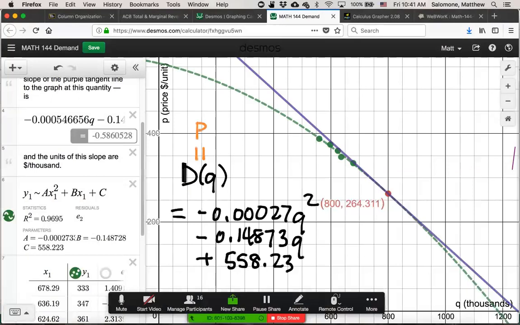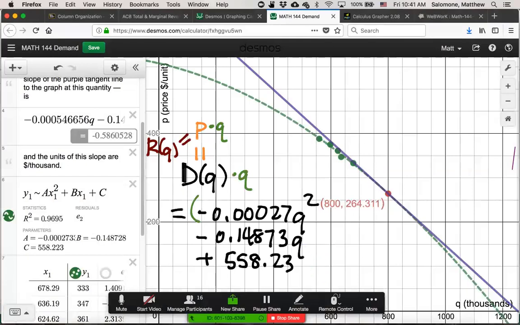So if I want revenue, what I really need to do is just multiply that price by quantity, P times Q, D of Q times Q. Multiply this whole thing by another power of Q, and that's going to give me my revenue function. Now, when I multiply all of these terms by Q, just distributing this Q into all three of these terms, all of my powers of Q are just going to go up by 1.